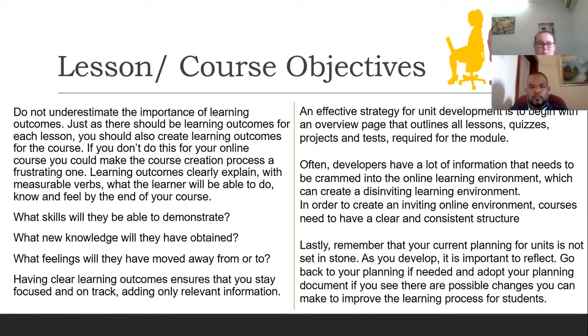And the learning outcomes will explain with measurable verbs what the learner must be able to do, know and feel by the end of the course. What skills they must be able to demonstrate, the knowledge that they must obtain, and what feeling they must have going away from the course. Having clear outcomes ensures that you stay focused and on track, adding only the relevant information that's needed.